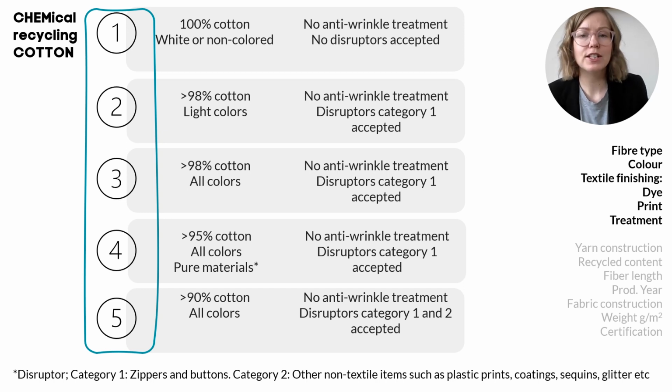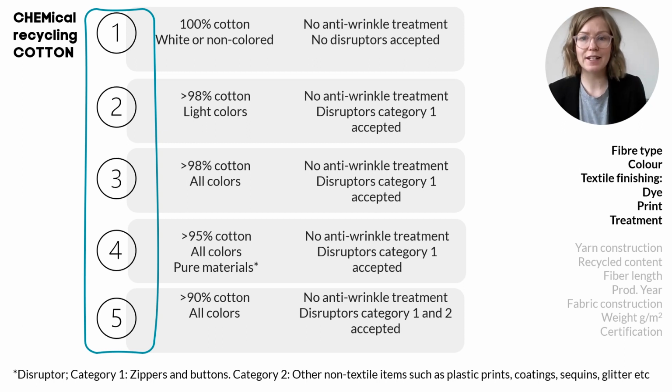Based on the classification categories, specific requirements are formulated to divide the textiles into classes. In the case of chemical recycling of cotton, as we see here, monomaterials made of 100% cotton, without any color, and without any disruptors such as zippers, buttons, coatings, and prints are in the highest class. In the lower classes, more colors, some different kinds of fibers, and disruptors are accepted.